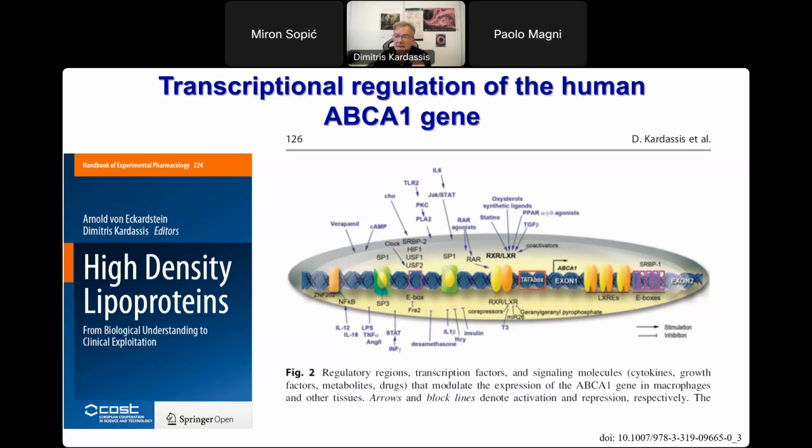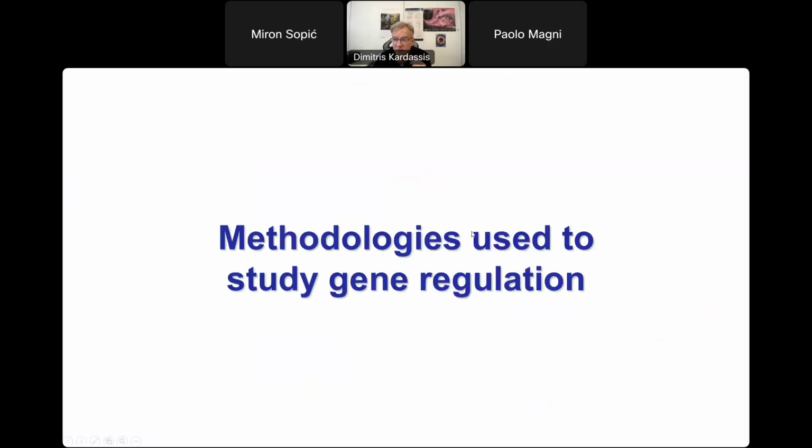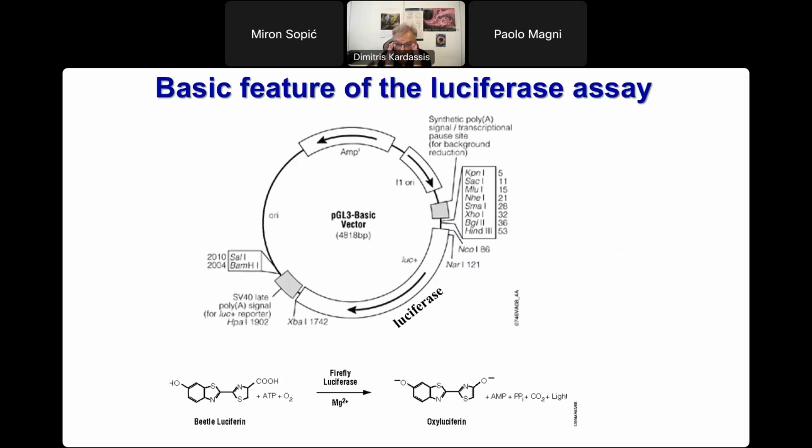So that brings me to the next part of my presentation, which is the practical part. I'm going to discuss some techniques, very few, not too many, the very basics that we use in order to study gene regulation. The first technique that everybody in a gene regulation lab uses is the luciferase assay. In this assay, you measure the activity of the luciferase enzyme, which comes from fireflies and produces light. We know the fireflies in the dark produce light.